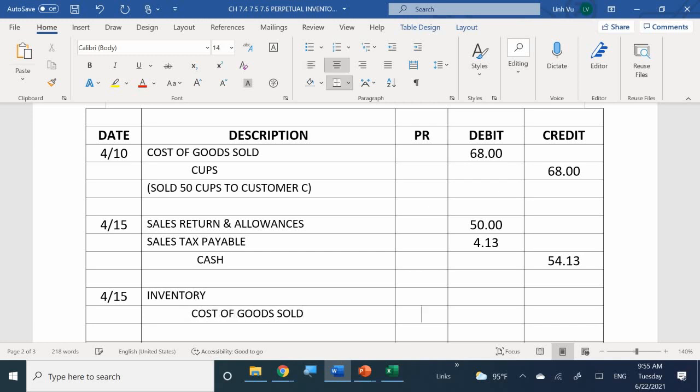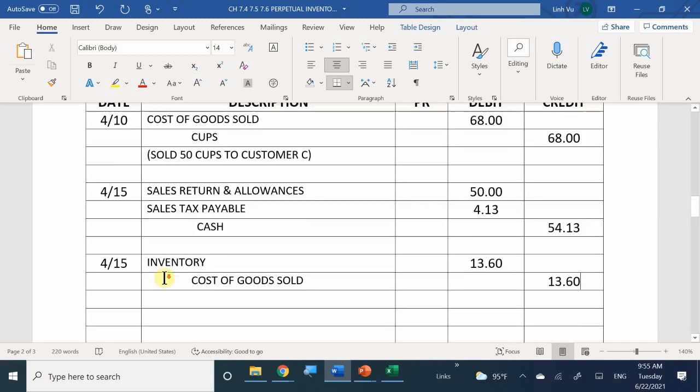So in this case, they're returning 10 items. How much did it cost me per item? $1.36 per cup. So I'm returning $13.60 and I'm putting it right back into my inventory.